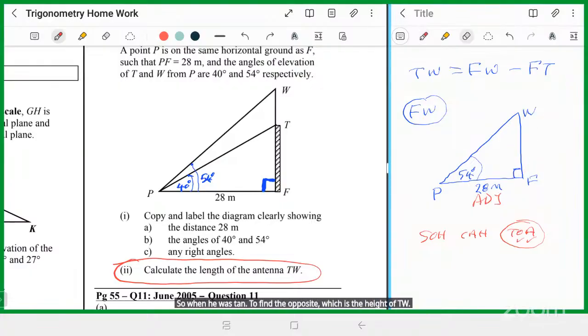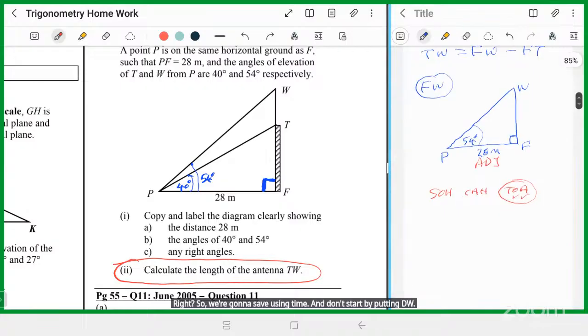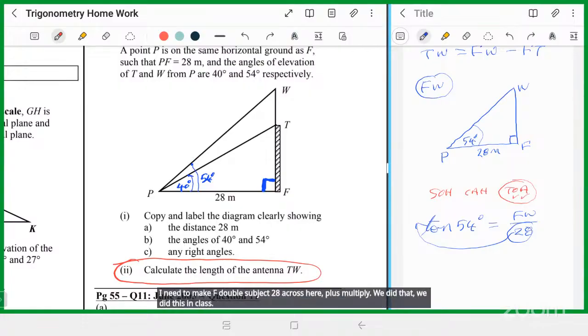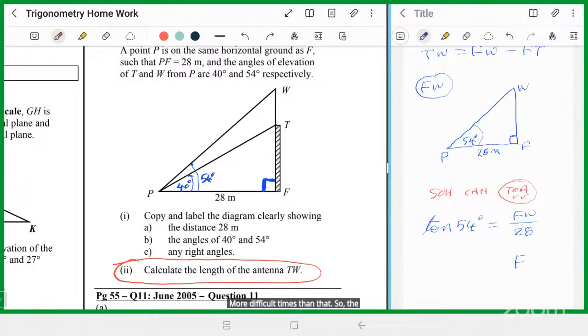Right? So we're going to say using tan, and don't start by putting TW, FW. We're going to start by saying the tan of 54 degrees is equal to the opposite side, which is FW, over the adjacent side, which is 28. And then to make FW the subject, you take the 28 and you multiply it across here. Cross multiply. We did this in class multiple times the other day. So FW is going to be equal to 28 tan of 54 degrees.